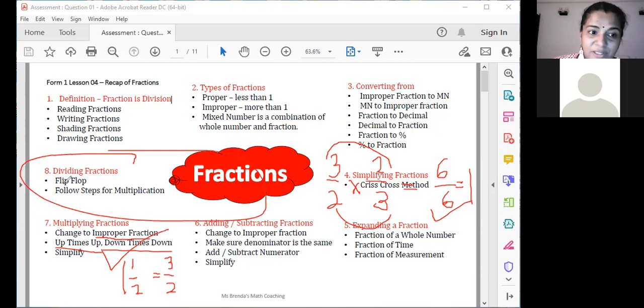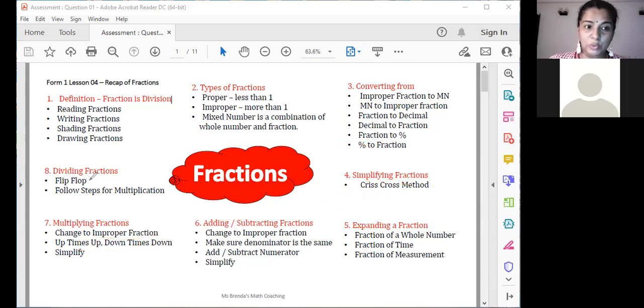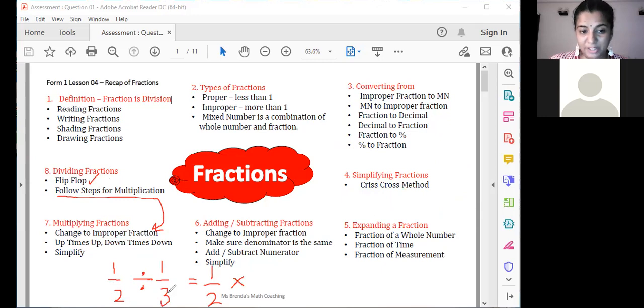And finally, if you're going to divide a fraction, you need to do what I call a flip-flop, and then you follow the steps for the multiplication. For example, 1 over 2 divided by 1 over 3. How do I do this? Don't go and kacau that 1 over 2. Leave that fella alone. But now you can change this. You flip-flop it, you make it a multiplication. What are you flipping about? You sort of inverse it. 1 over 3 becomes 3 over 1. Do you understand? And then up times up over down times down. The answer would be 3 over 2.